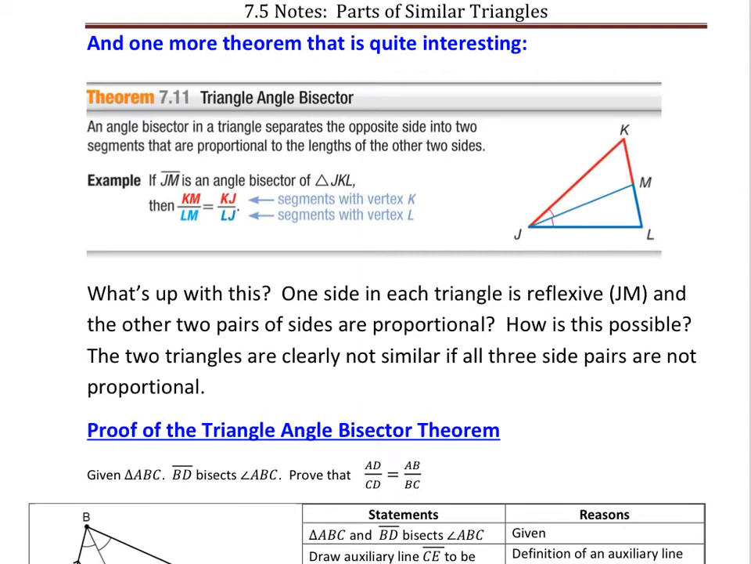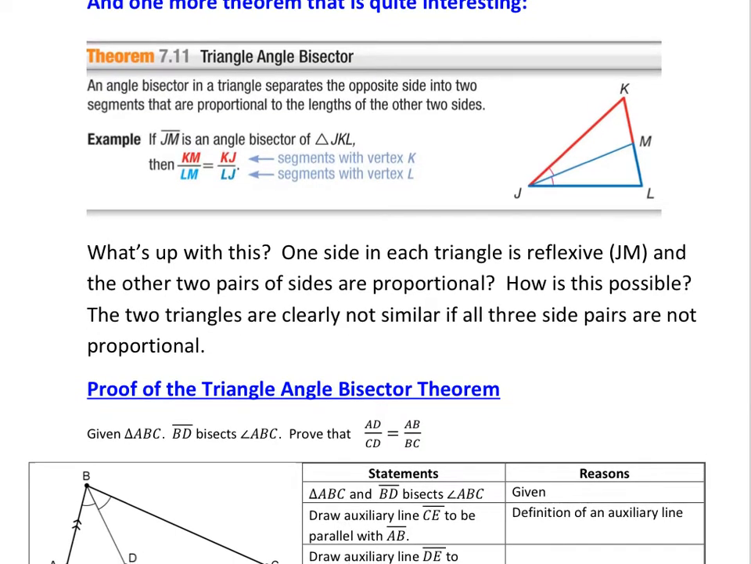And that is kind of strange because those two triangles are not similar. How do I know that they're not similar? One side of each triangle is in both triangles. So JM here is reflexive. The length of JM is equal to itself. Okay, we do have two congruent angles in both triangles, but this side here is congruent to itself.